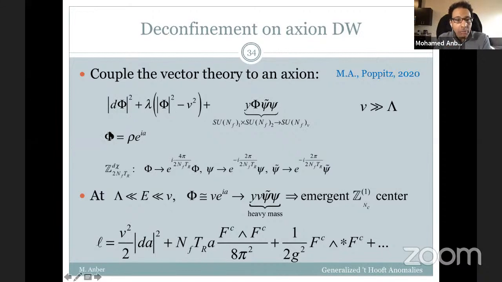Now, my complex scalar can be written down as the magnitude and the phase e to the iA, where A is my axion. And my theory also enjoys a discrete chiral symmetry that acts on the complex scalar and the fermions as follows.